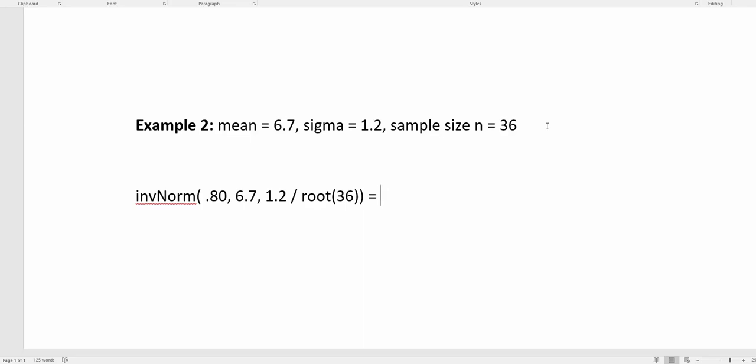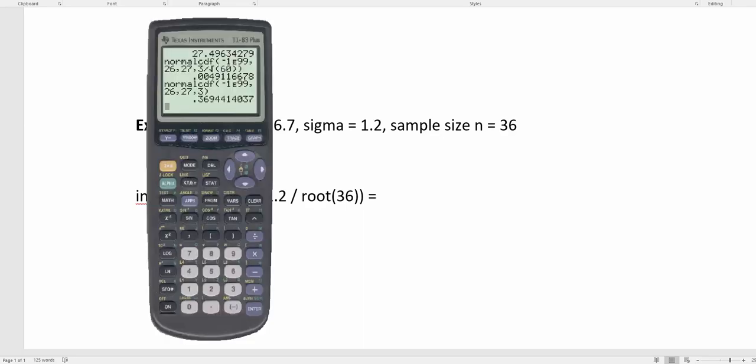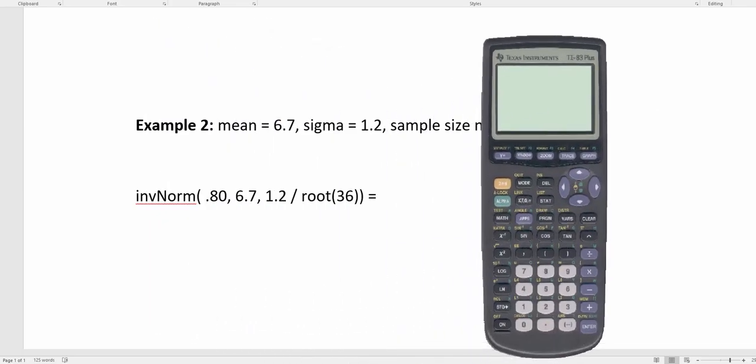Now in this case, higher times are not desirable, right? When boys run a mile, they want to run it fast, not long. So those in the top 20% are probably not desirable. Let's go ahead and compute this. Second variables, inverse normal. We have 0.8, 6.7, and then the standard error is 1.2 divided by root 36. We can just compute that.